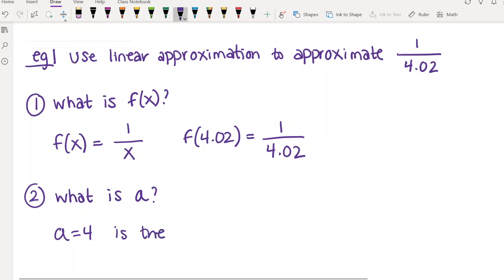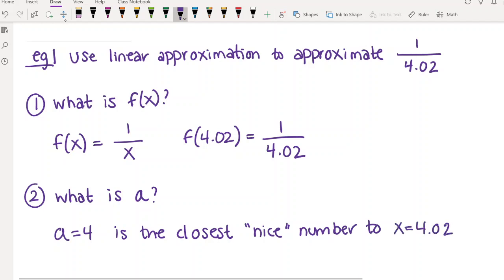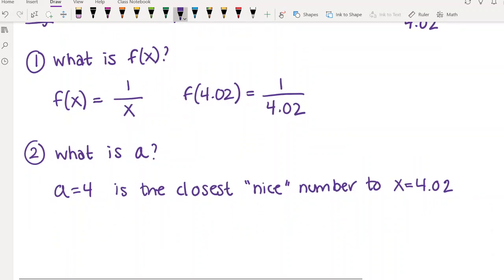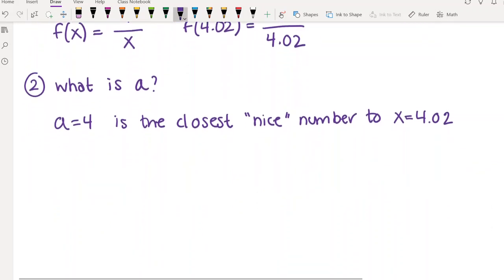that is the closest nice number to x is equal to 4.02. So we're just thinking of a nice number close to that number. So once we have these things, now we can just proceed exactly like we did in the last one.